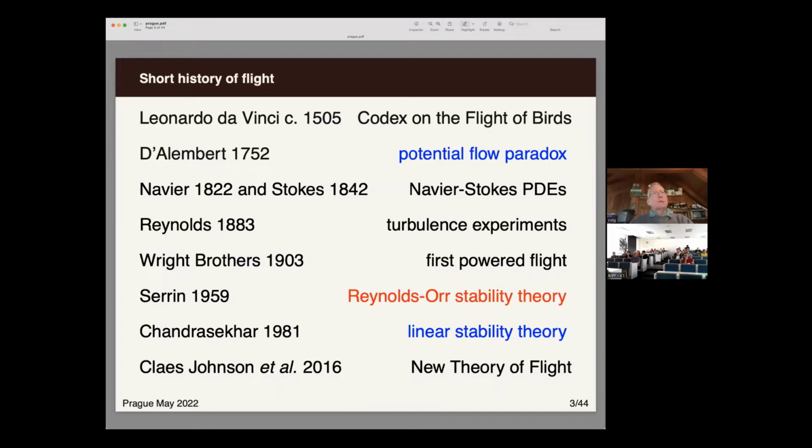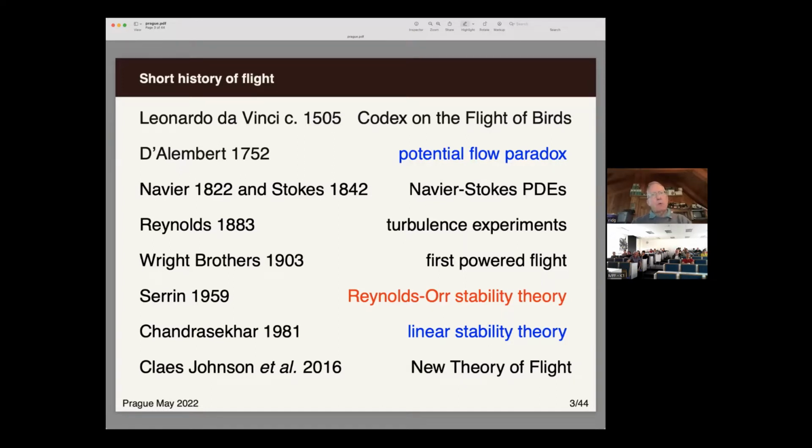So let's do a short history of flight. Of course, Leonardo da Vinci was very interested in flight. And more mathematically, D'Alembert in 1752 raised what is known as the potential flow paradox, or more commonly, D'Alembert's paradox. So I want to start with that. Subsequent to that, Navier and then Stokes gave us what are now called the Navier-Stokes equations, which we sort of take for granted. But there's an interesting controversy about boundary conditions with both D'Alembert's theory, Navier, and Stokes. So we'll talk a little bit about that.